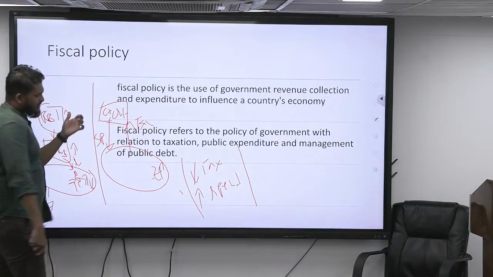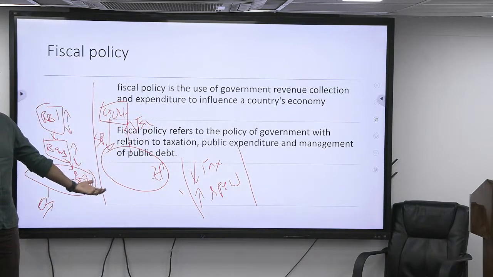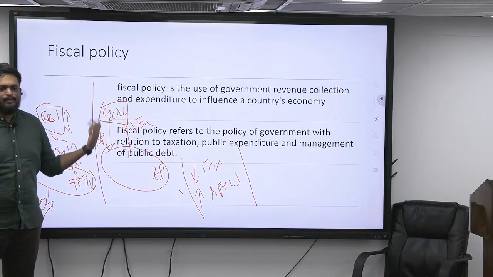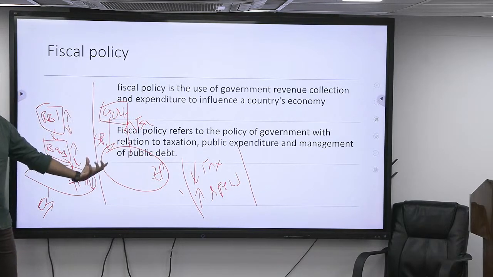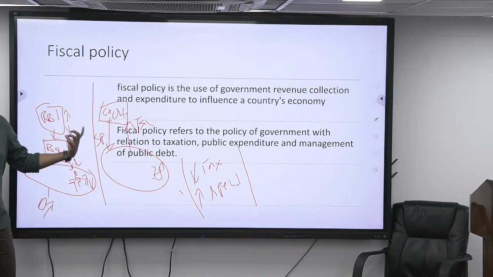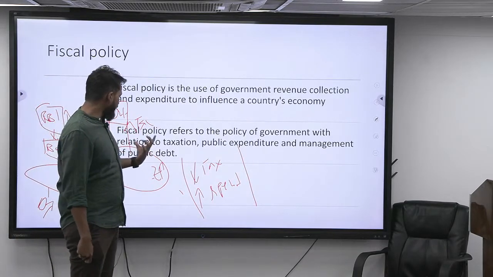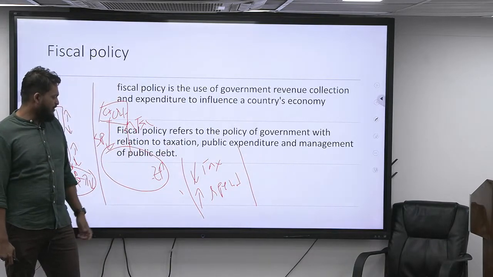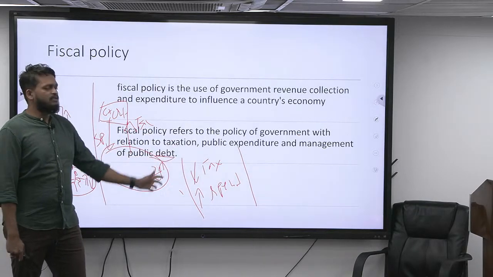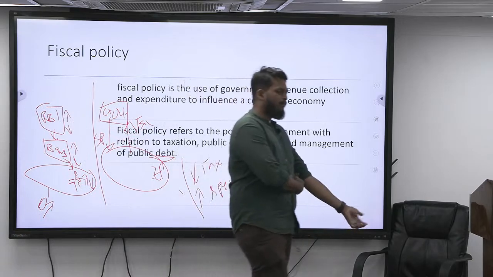Now, fiscal policy is the use of government revenue collection and expenditure to influence a country's economy. That means we are collecting revenue from people through tax, and we are also spending money in the economy. By this we are trying to control the supply of money in the economy, and because of this we are controlling the economy. Fiscal policy refers to the policy of government with relation to taxation, public expenditure, and the final one is called public debt. Sometimes government cannot tax beyond a point.